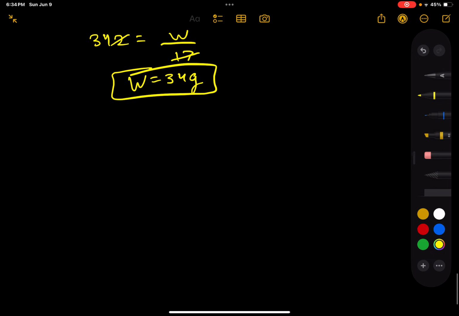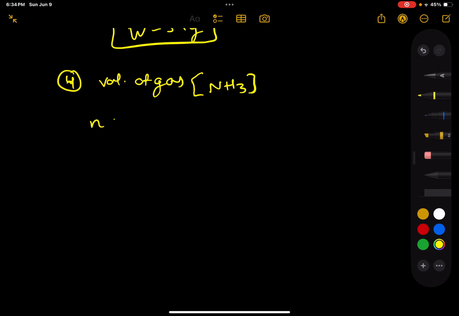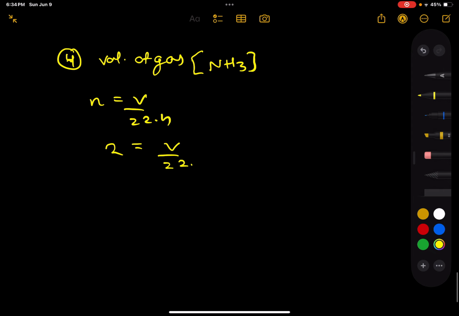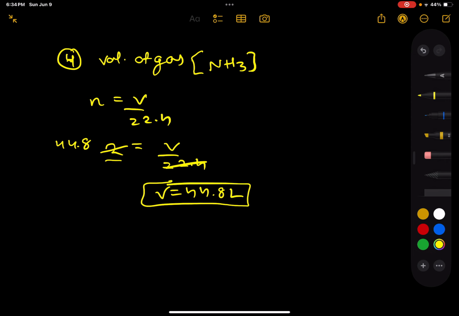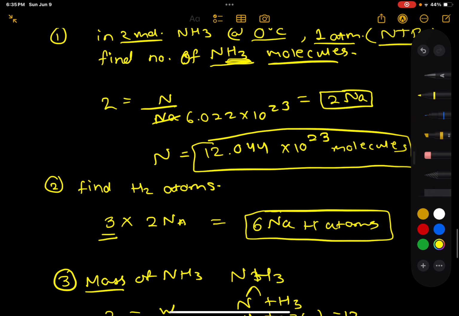Now we want to find out the volume of gas of NH3. So we have to use n equal to V upon 22.4. That means 2 is equal to V upon 22.4 because we have 2 moles. That is equal to 44.8. So V is equal to 44.8 liter. And we have revised every formula and concept that we have learned in the last video.